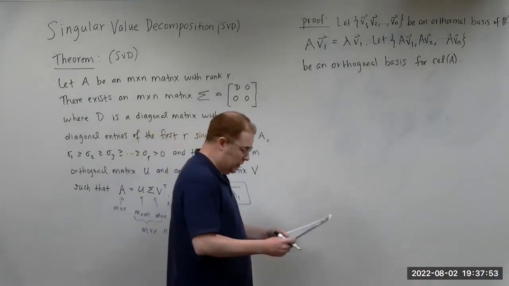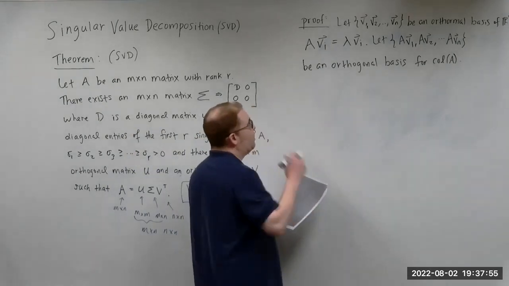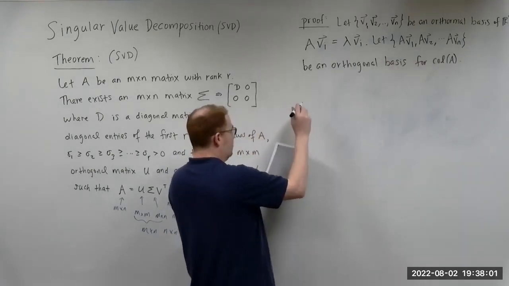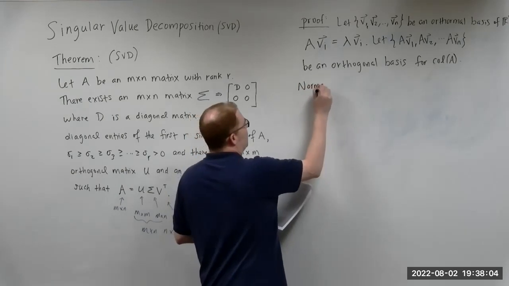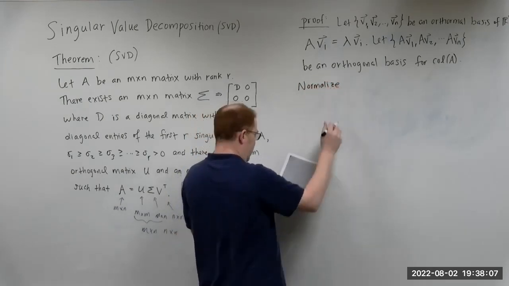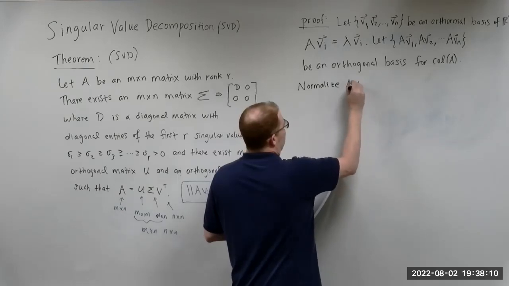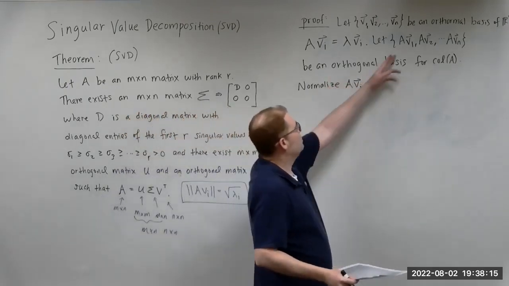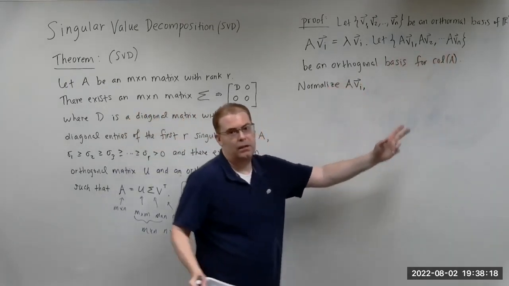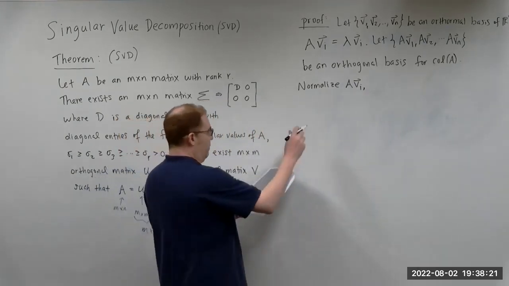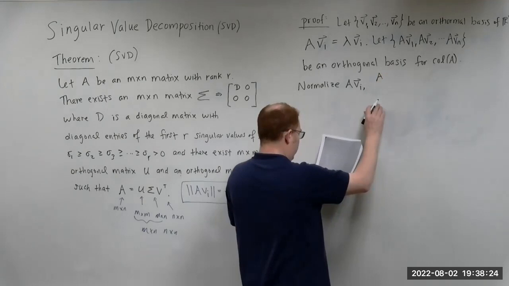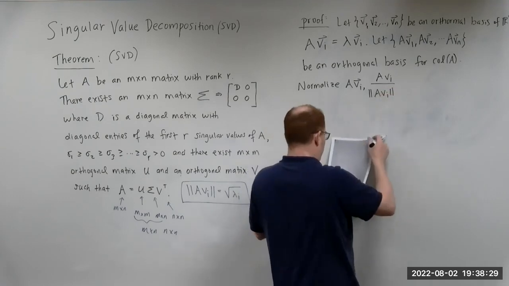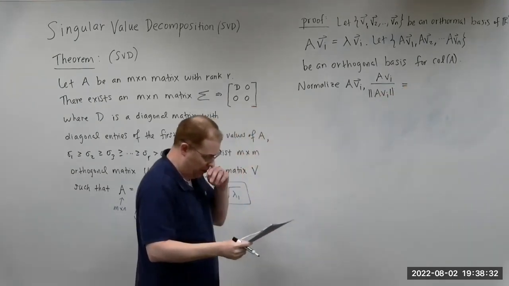So now what we're going to do, the next part of this proof, is to normalize these. That just means we're going to take each one of these vectors and divide by the norm. Let's see what we get from here.